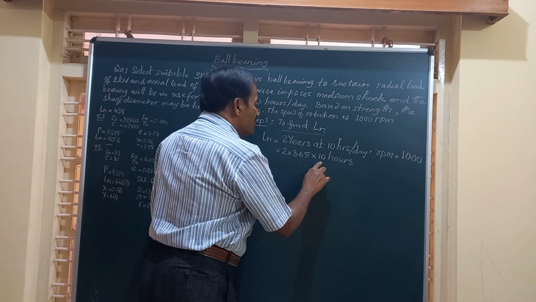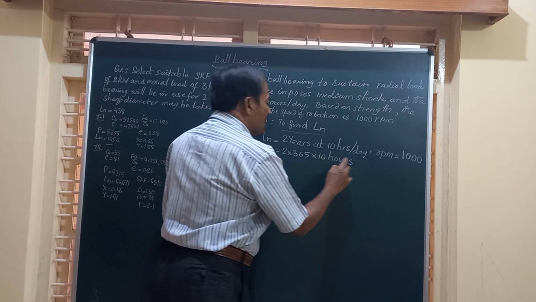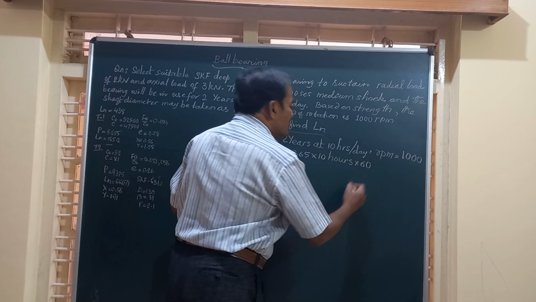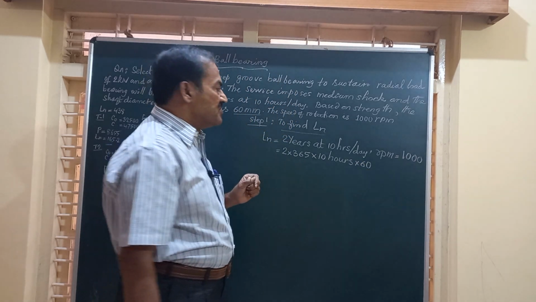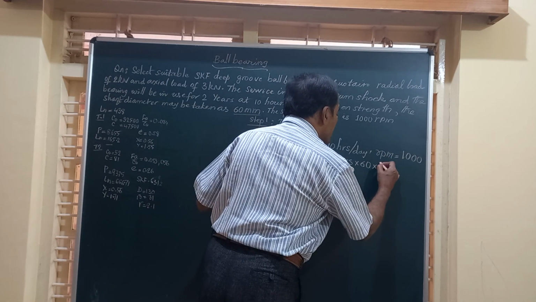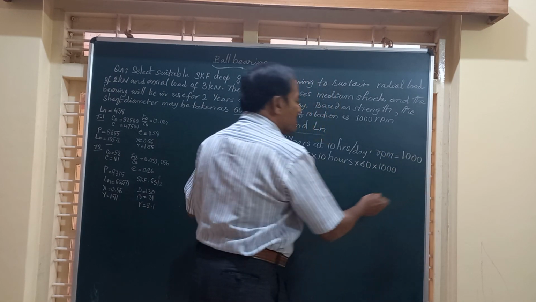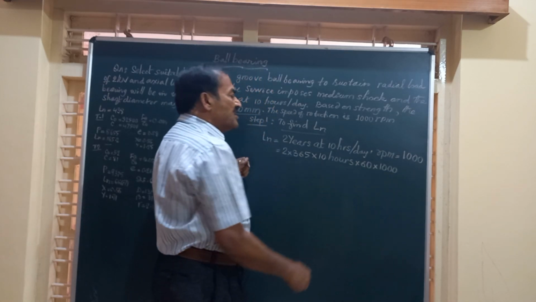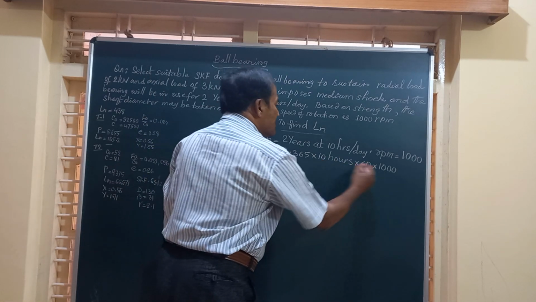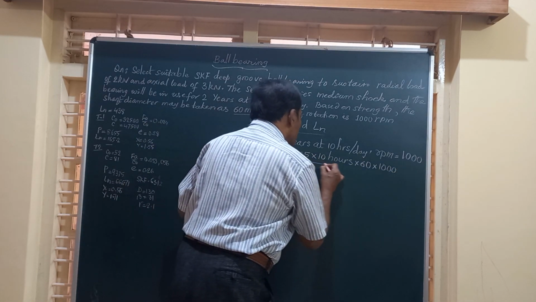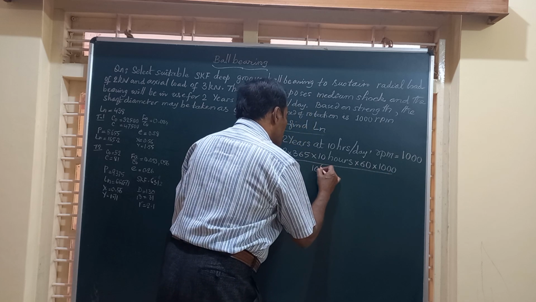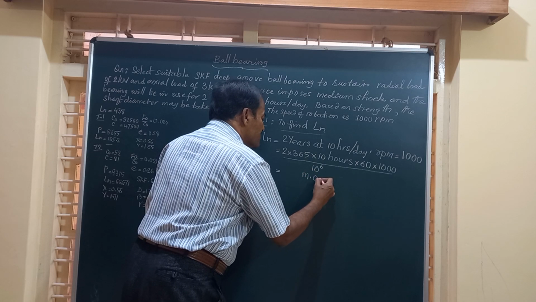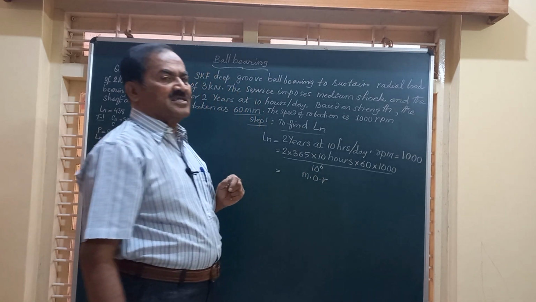So friends, this will give you total days and total hours. And if you multiply by 60, it will give you how many minutes it will be in use. And friends, if you multiply it by 1000 RPM, revolutions per minute, you are going to get revolutions there. So this I am going to divide by 10 to the power of 6 to get LN in so many millions of revolutions. MOR means millions of revolutions.